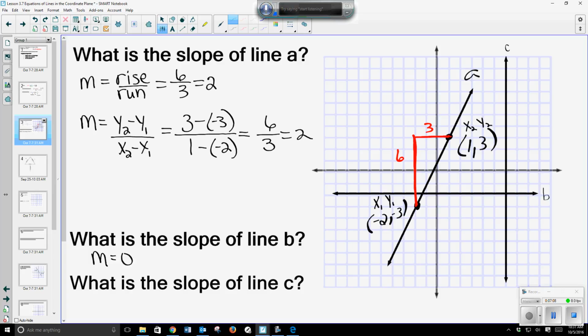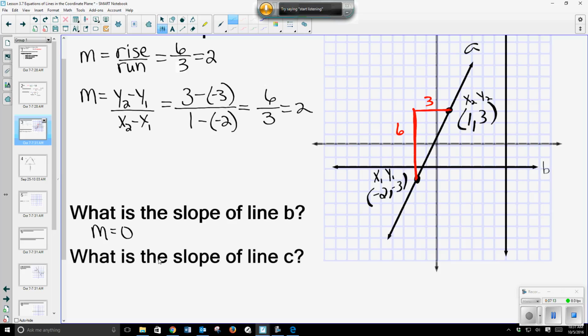What about for C? Undefined. I have a way to keep that separate, because we tend to get those two mixed up.